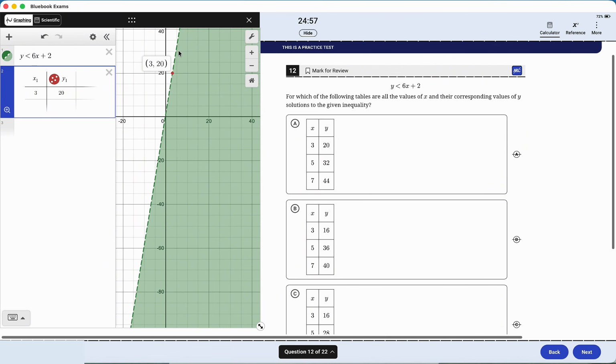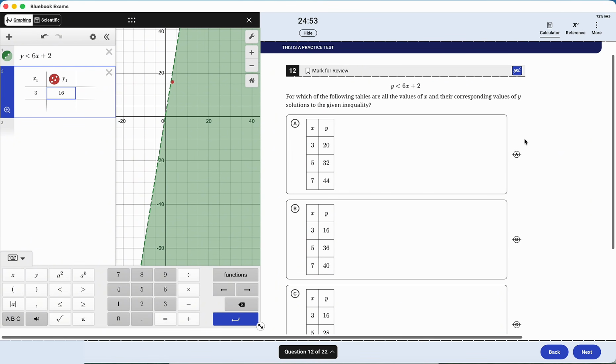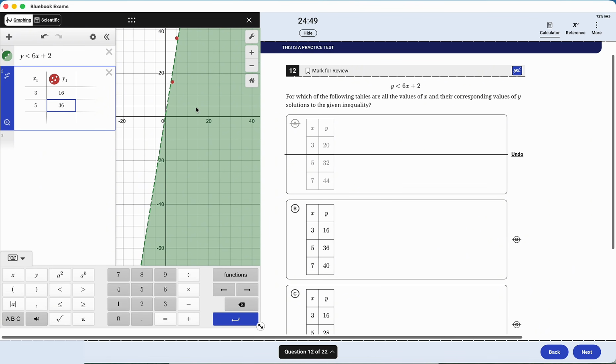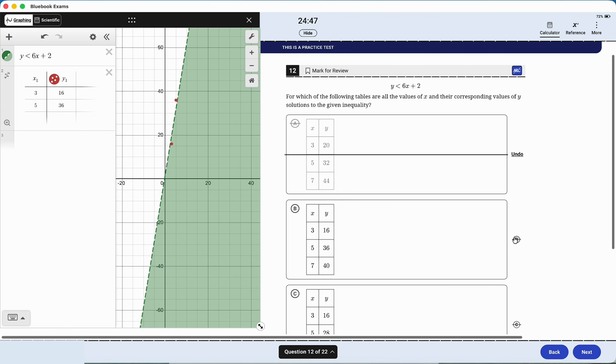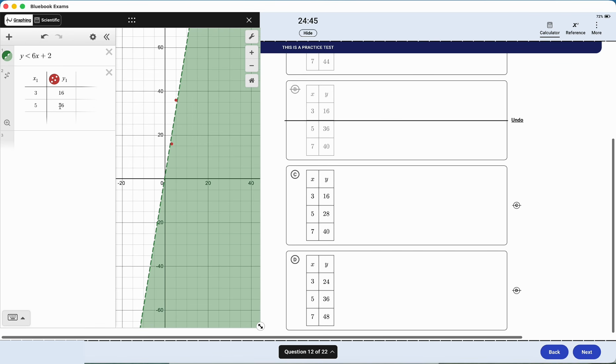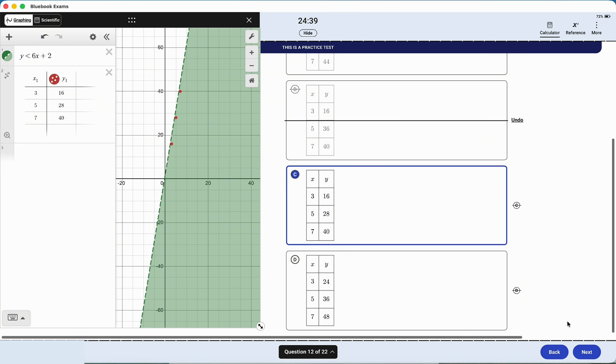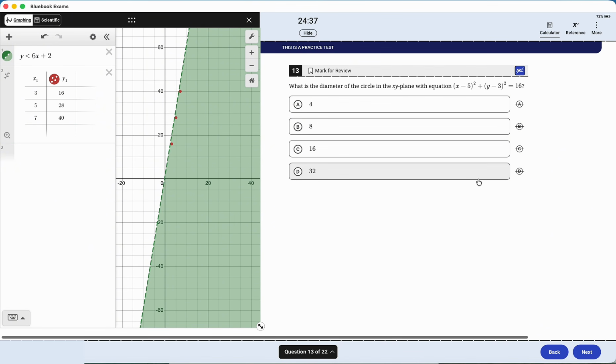This one's on the line. Remember, a broken line cannot be on the line. So not A. I can try for B, 316, that's inside. Try the next one, 536. That's outside, so it's not B. Next one, 316, but it's 528. Let's check that out. That's inside. And then 7 and 40, right? That's inside. So C is the one we need here, right?